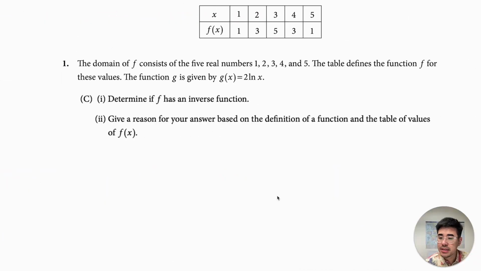Moving on to part C, it says determine if f has an inverse function. So a couple ways you could do this. One is you could plot the points. It makes this nice little Christmas tree, I guess.